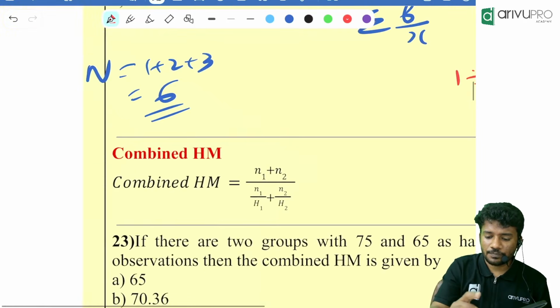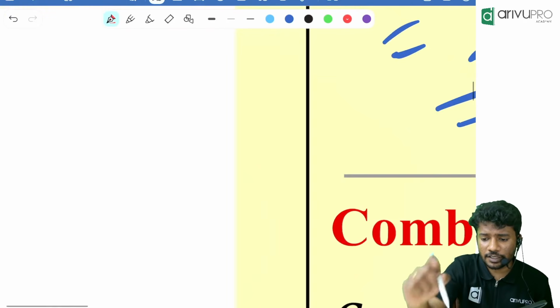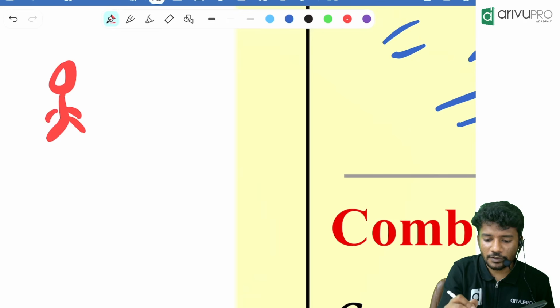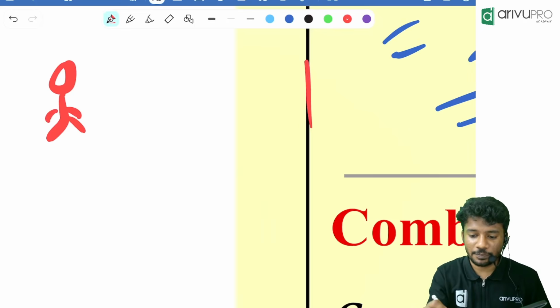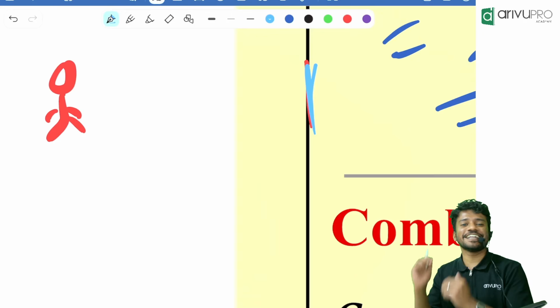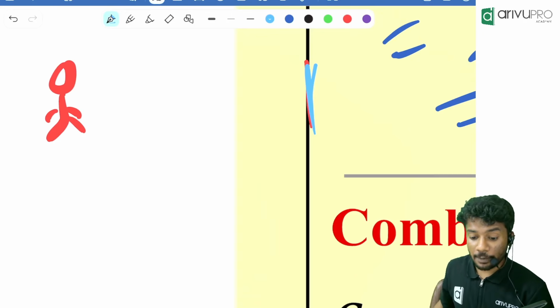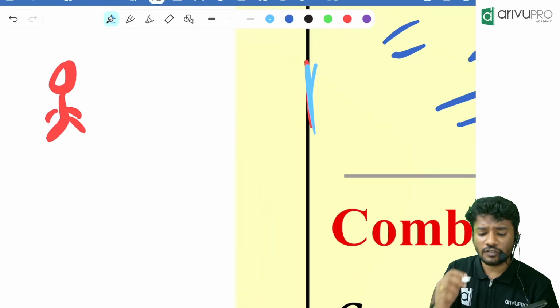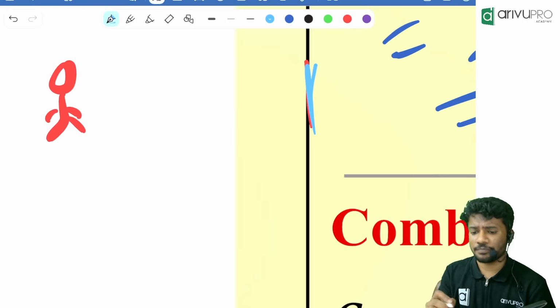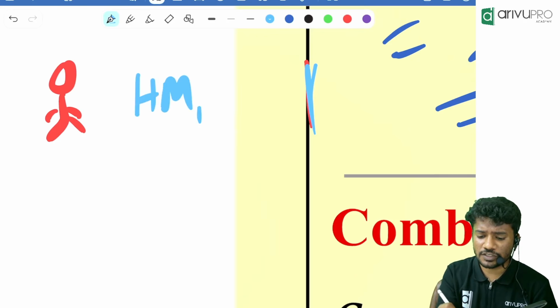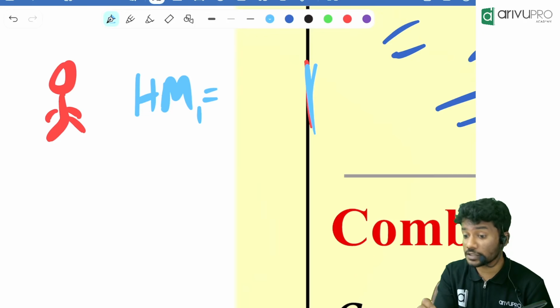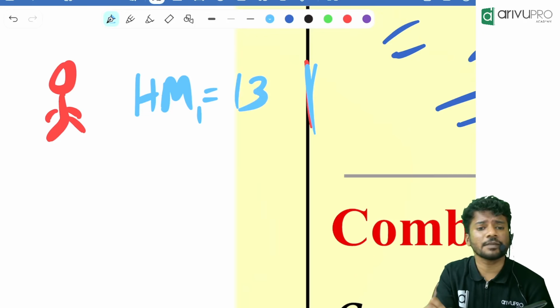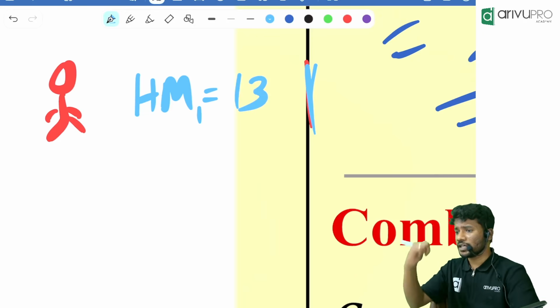Combined HM means, now people, we studied about our red boy, right? You remember our red boy? He was running away from the pink girl's father and mother. In the first lap, how much was the speed? 10 meters per second. Second lap, 12 meters per second, etc. We found the combined HM. Let it be around 13 meters per second, the harmonic mean of his average speed.